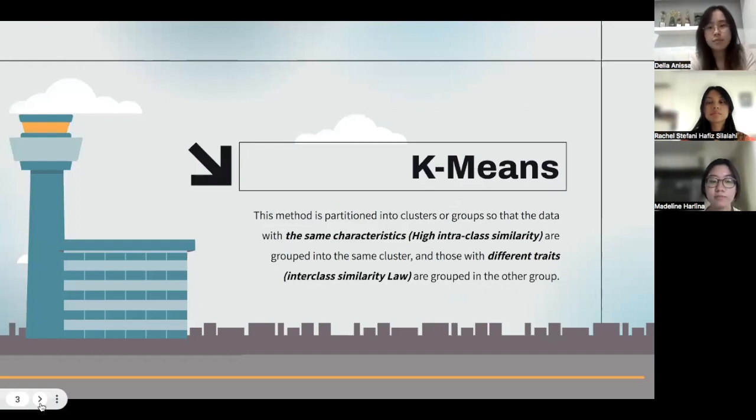So the first method that we are going to use in the clustering analysis is K-means. K-means is one method of non-hierarchical clustering that attempts to partition existing data into one or more clusters or groups. This method partitions data so that data with the same characteristics, which is high intra-class similarity, are grouped into the same clusters, and those with different traits, with low inter-class similarity, are grouped into the other groups.